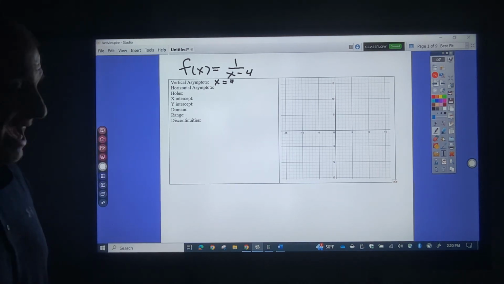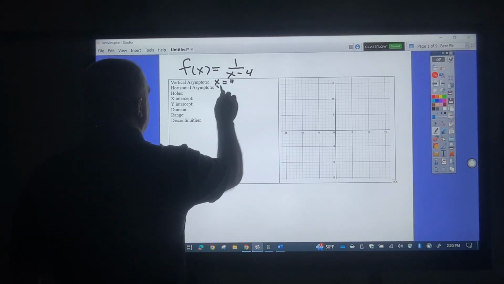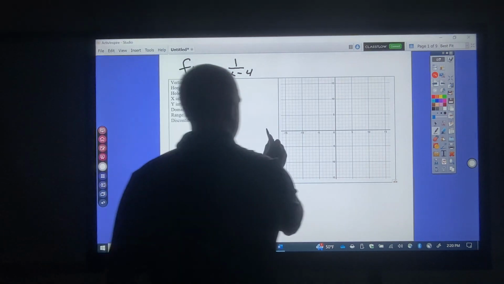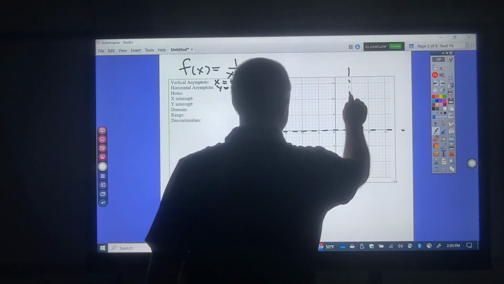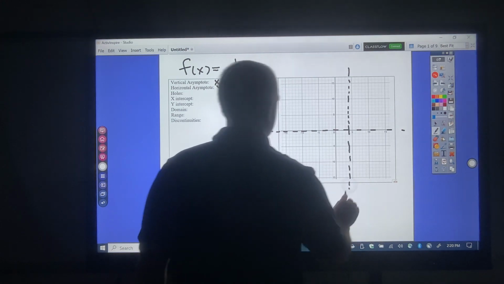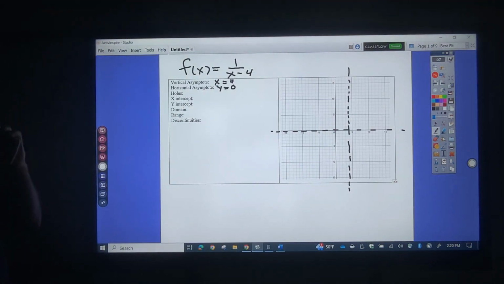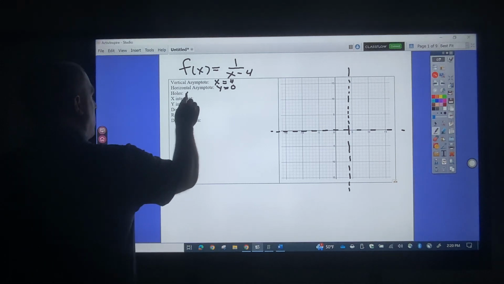The situation we have in this case is the denominator is bigger, so my horizontal asymptote is y equals 0. So I'm going to go ahead and plot that. y equals 0, x equals 4. Okay, now I don't have any holes.